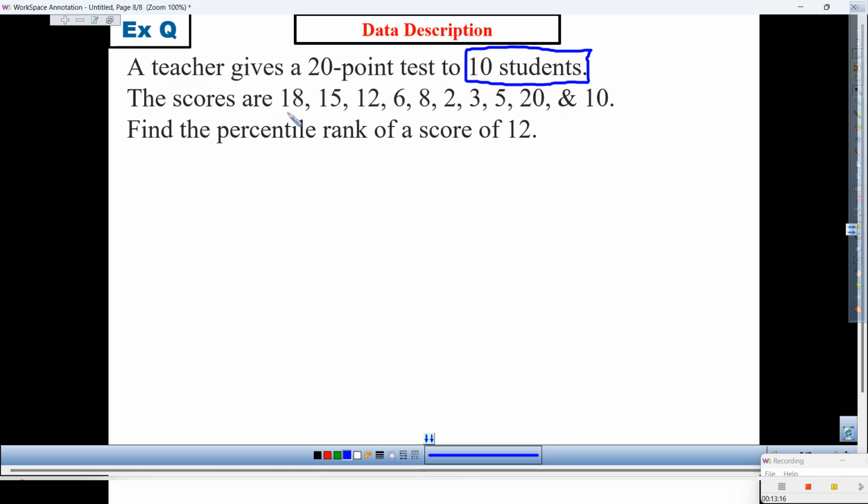Next, they give us a lot of scores for the 10 students. Tell your neighbor, what do we do with that data? What do we do with that data, everyone? Yes, ascending order. So step one, let's write these in ascending order. Here we go. 2, 3, 5, 6, 8, and you guys are doing the same, is that correct? 10, 12, 15, 18, and 20. 2, 3, 5, 6, 8, 10, 12, 15, 18, 20. Okay.